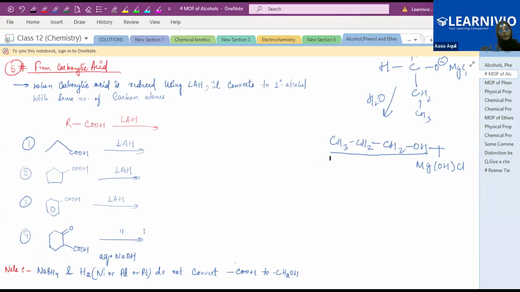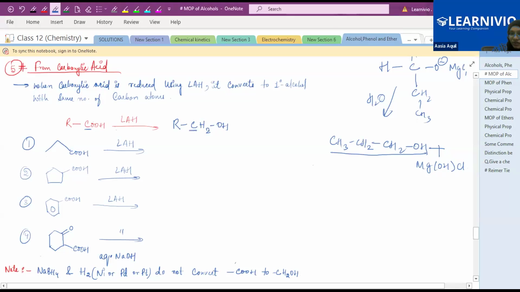Now let's see. The number of carbons should be the same. Just keep this in your mind. This RCOOH, a carboxylic acid, on treatment with lithium aluminium hydride, it basically reduces. What you have to do is just prepare the corresponding alcohol. It will give you RCH2OH. So you can see the number of carbons is the same.